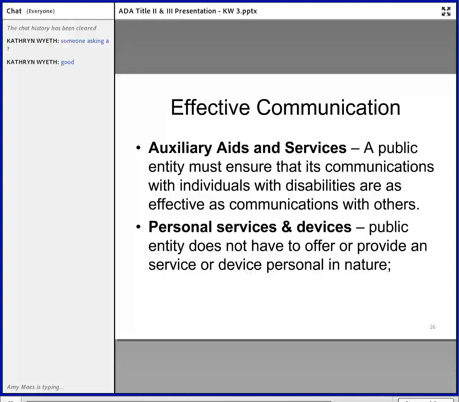Yes, very much so. Okay, and so then real quickly, obviously personal services and devices, they do not have to offer those. Many times now you might see a scooter or a different wheelchair at the entrance of a township or a council just as a courtesy. That's fine, but they don't have to necessarily provide that to an individual. That might include hearing aids, those kinds of things, or if they need someone to navigate a building, a personal escort, that isn't necessarily something that the public entity needs to provide.